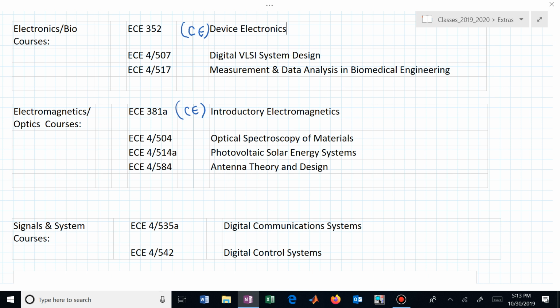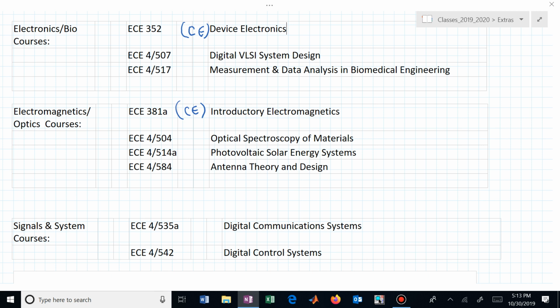404, optical spectroscopy of materials. How do you understand what you have based on hitting it with electromagnetic radiation? If you now, in a very crude sense, shine a light on something, what's absorbed, what's emitted, can you now tell what you actually have physically in terms of the material properties of that object that you're radiating?